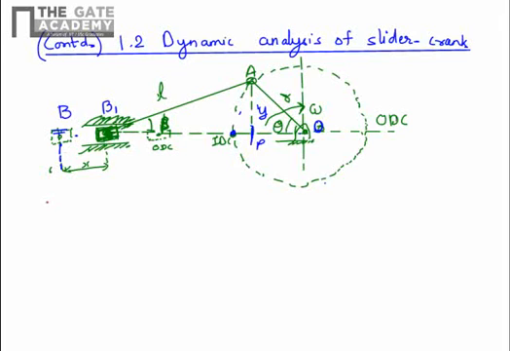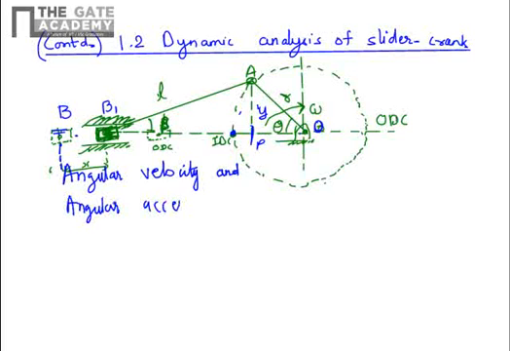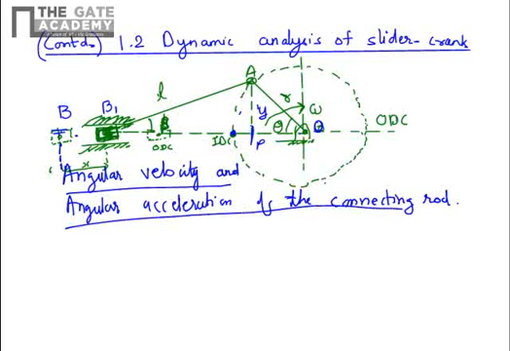Continuing our discussion on the dynamic analysis of the slider crank, we now move forward to another topic in this analysis, that is determining the angular velocity and angular acceleration of the connecting rod. Questions are also asked from this category, that's why it's important to cover this topic as well. In the previous video, you saw the derivation for the acceleration, velocity and displacement of the piston. So now we will determine these for the connecting rod.